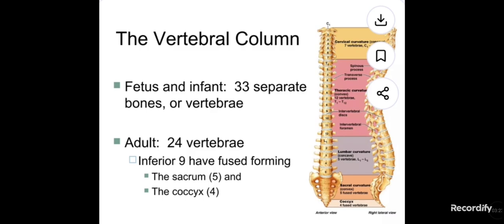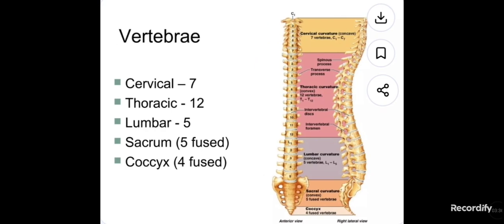The vertebral column. In fetuses and infants, 33 separate bones are vertebrae. Adults have 24 vertebrae. The inferior 9 have fused, forming the sacrum 5 and coccyx 4. Vertebrae: cervical 7, thoracic 12, lumbar 5, sacrum 5.